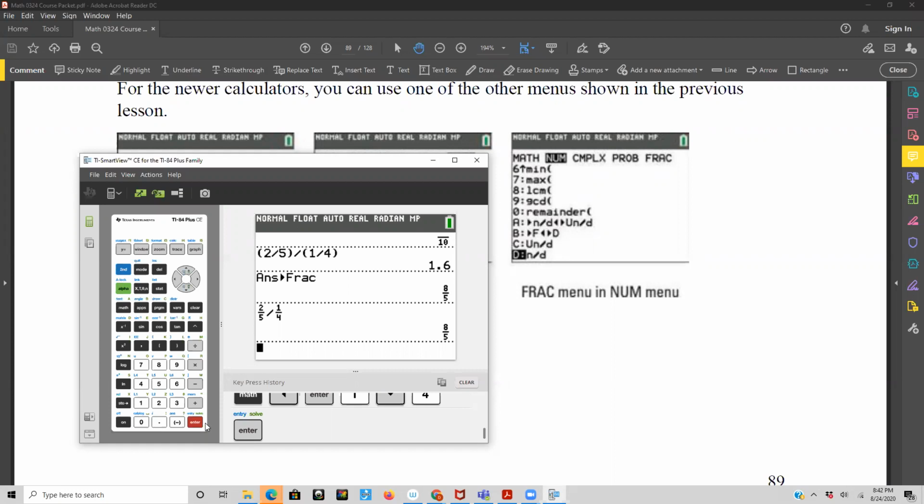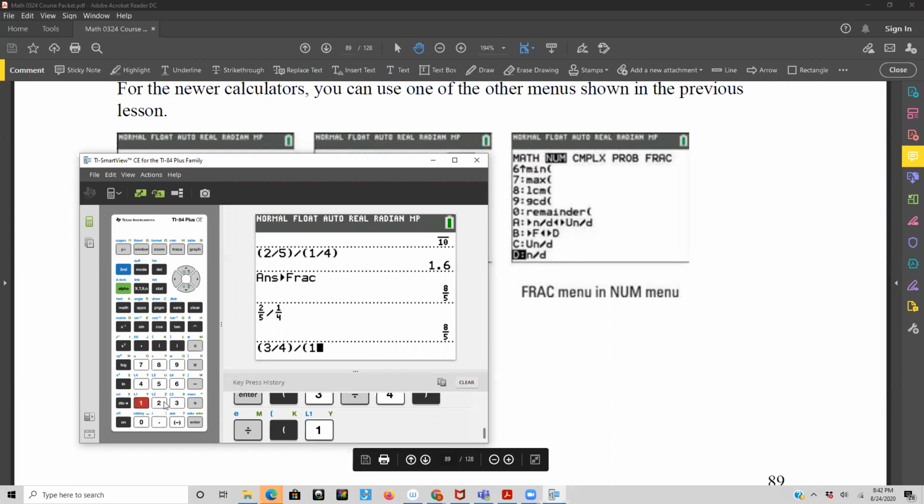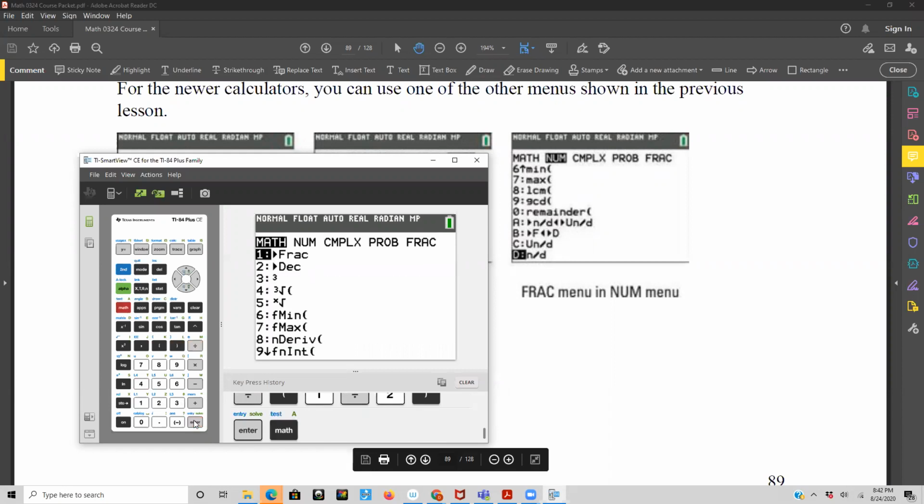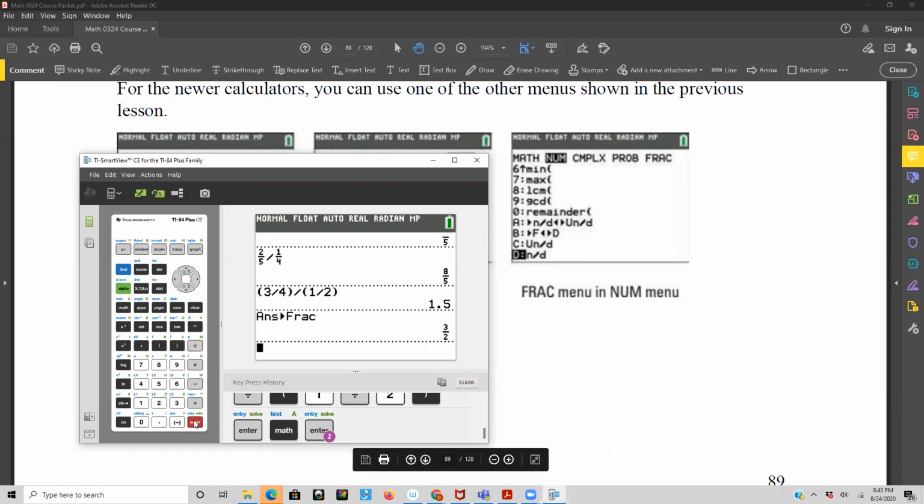All right, that should be enough time. So let's do it. I'll do this the old-fashioned way, I guess, with the TI-83, just so that we have both of them in there. So we're going to do, where's my mouse? There it is. Let's do parentheses, 3/4 divided by 1/2. Okay, and if I want the fraction form of it, math frac. All right, so working with fractions on the calculator is easy.